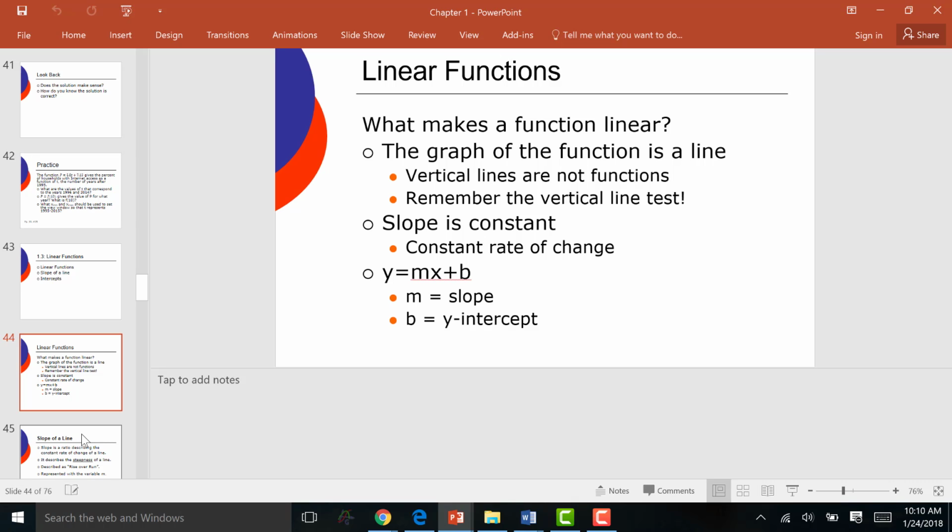Also, you have your B, your variable B, which is your Y-intercept. It will also be a numerical value, but it always is on the Y-axis.